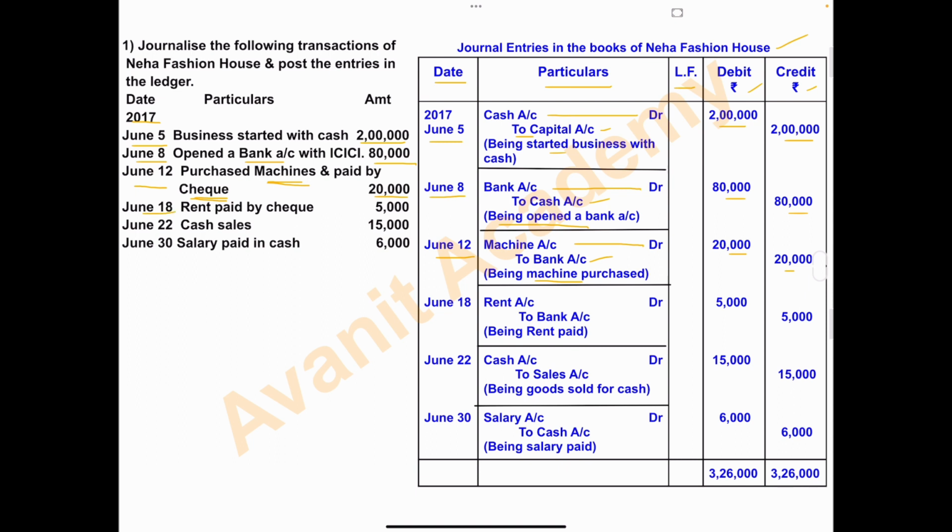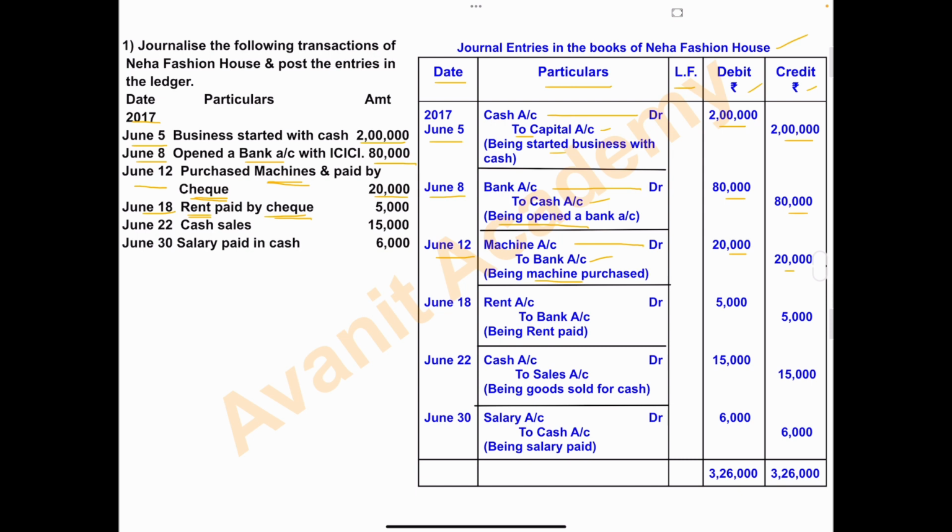June 18, paid rent by check. Rent is an expense. Rent paid means it is an expense of the business. So the rule of expenses is: increase in expenses is to be debited and decrease in expenses is to be credited. Rent paid means the expenses of the business have increased. So we have to debit rent account.